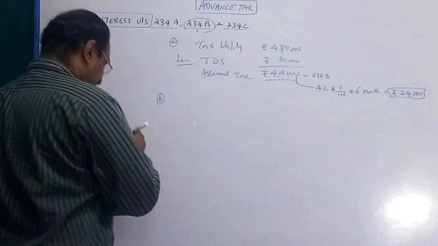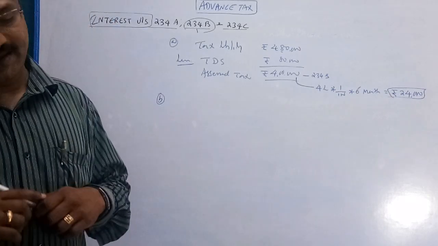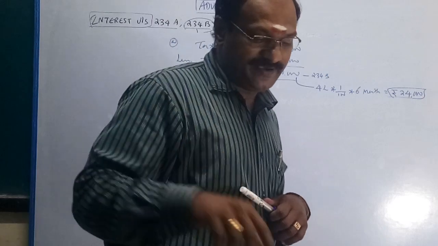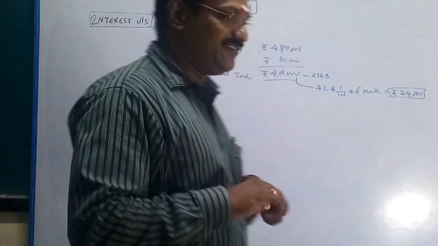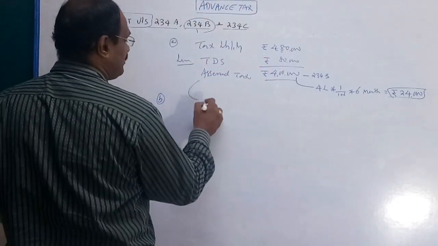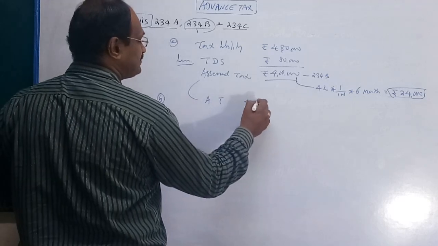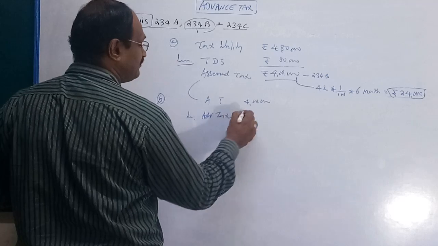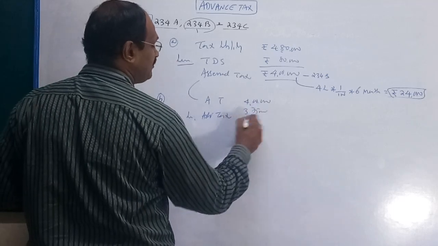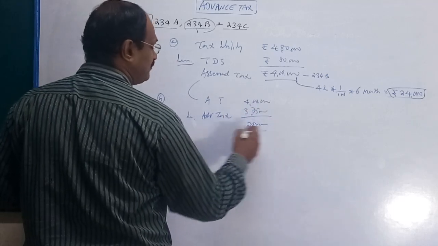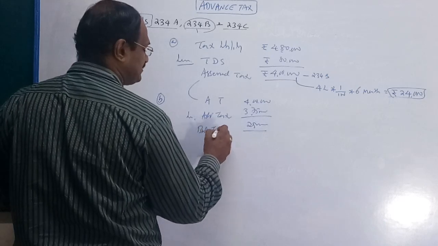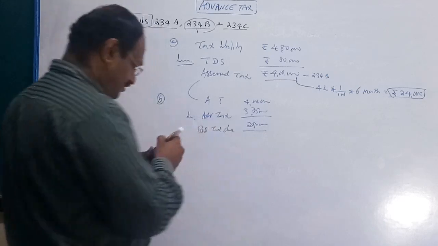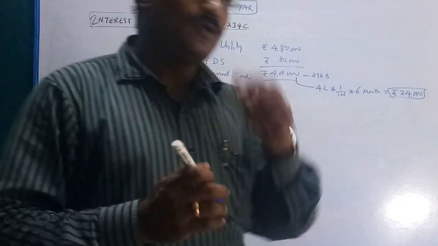Next, case B. Advance tax paid on 31/3/2020 is 3,75,000. So here assessed tax 4 lakhs less advance tax paid 3,75,000. So balance tax due 25,000.